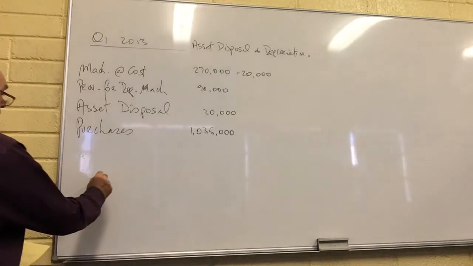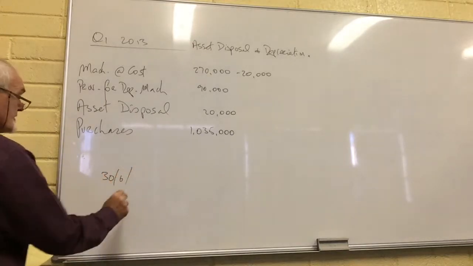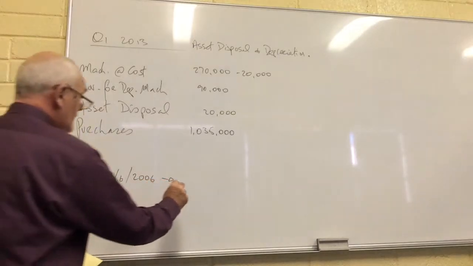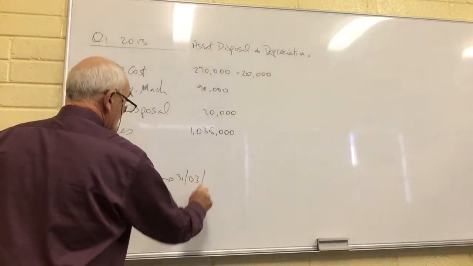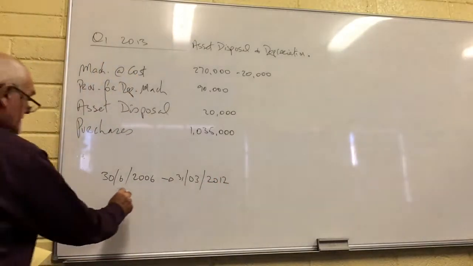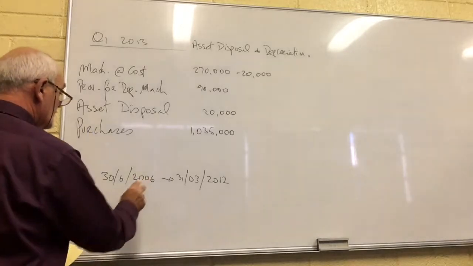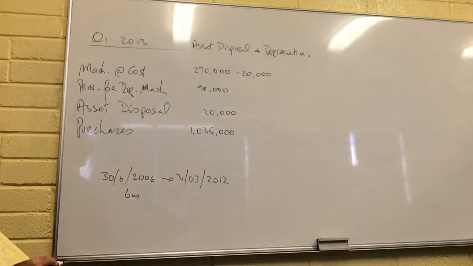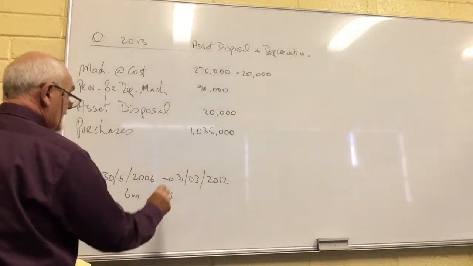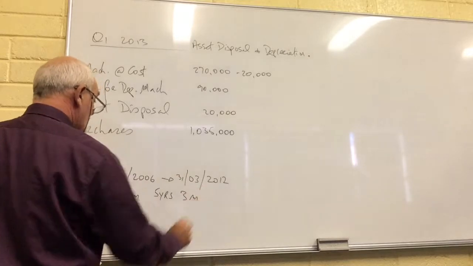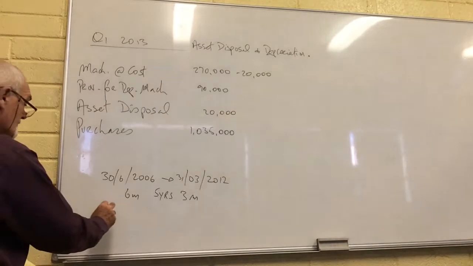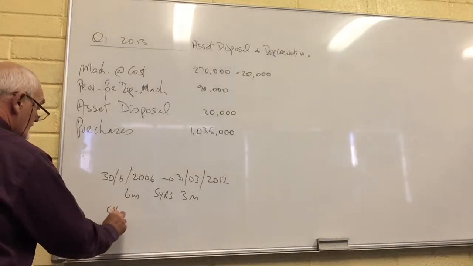And we're told that we acquired the machinery on the 30th of the 6th, 2006, and that we disposed of it on the 31st of the 3rd, 2012. So we have it for 6 months of 2006, then for all of 7, 8, 9, 10 and 11, so that's 5 years. And then 3 months of 2012. So we've had it on hand for 5 years and 9 months, so 5 3/4 years.